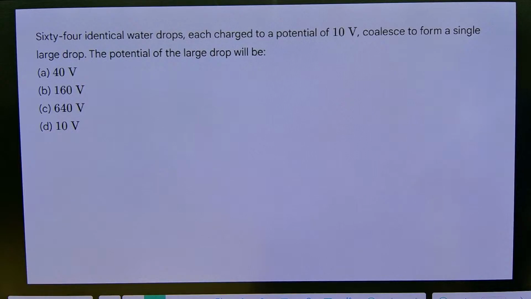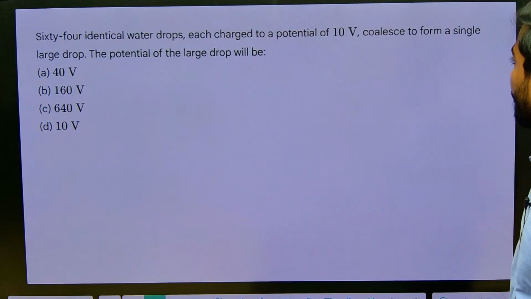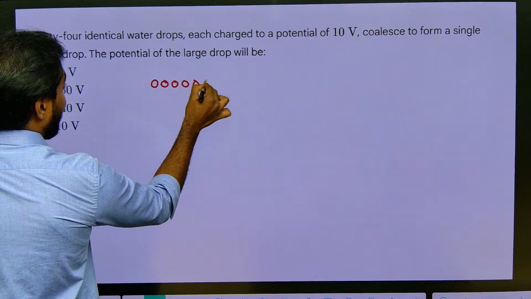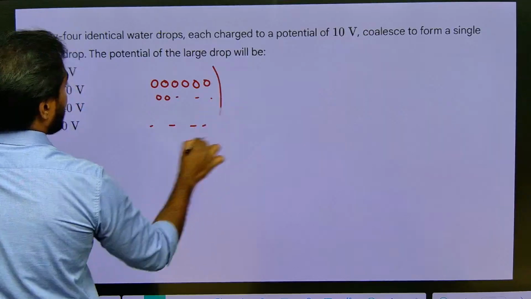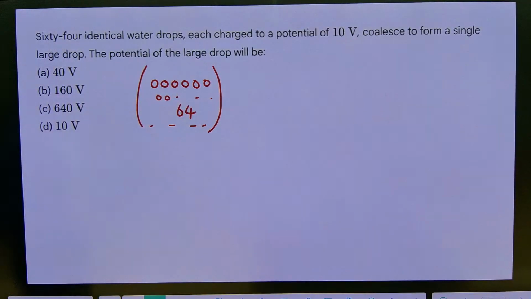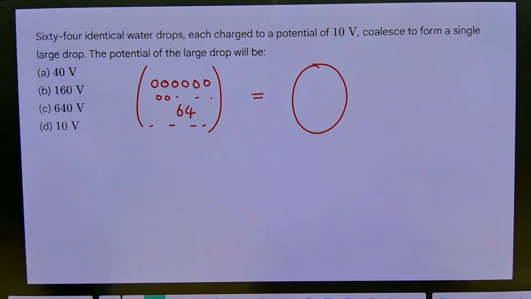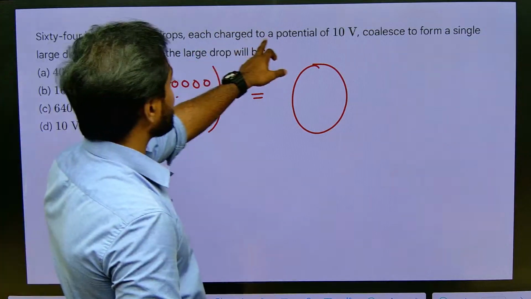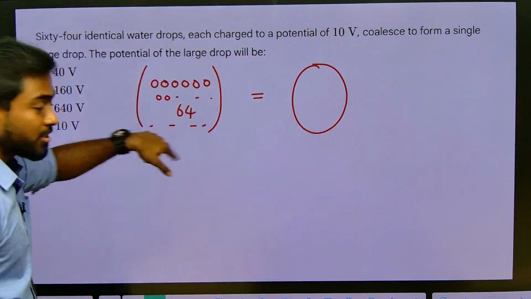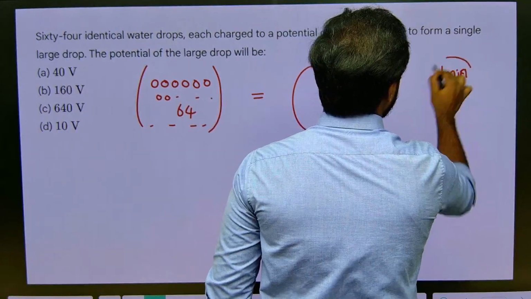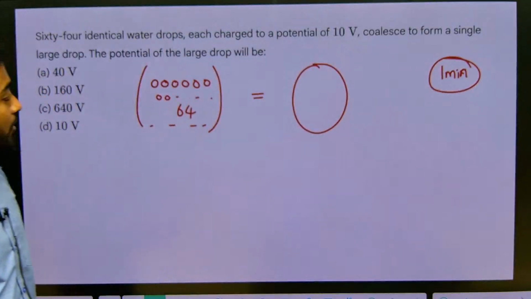So 64 identical water drops, each charged to a potential of 10 volt, coalesce to form a single large drop. What is the thing they have given? 64 identical water drops coalesce to form a single water drop. So what will be the potential of the charged big drop? They have given each drop a potential of 10 volt. What is the bigger one's potential? Time starts now, if you have a solid 1 minute now, you can give the answers first.